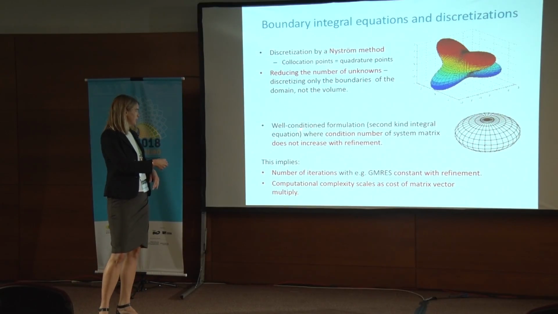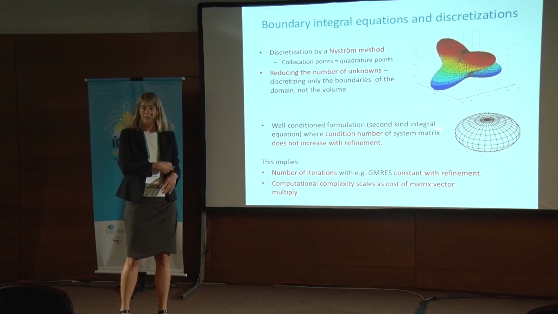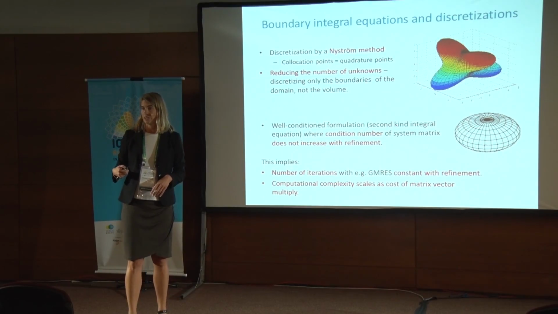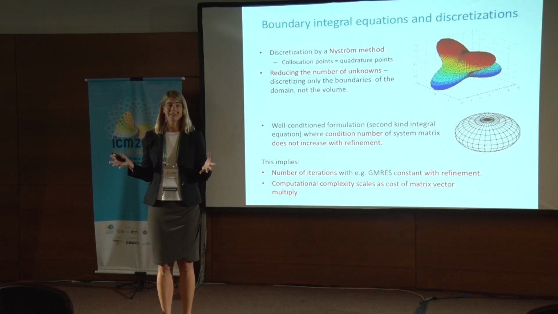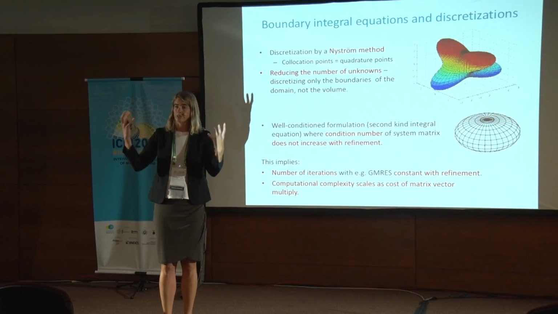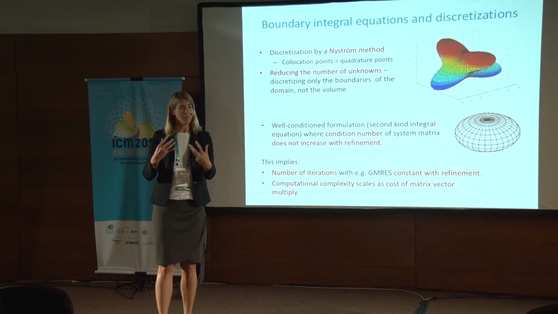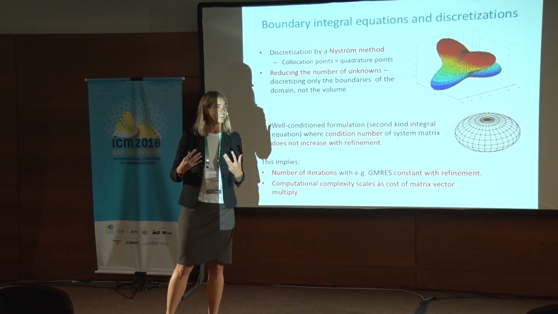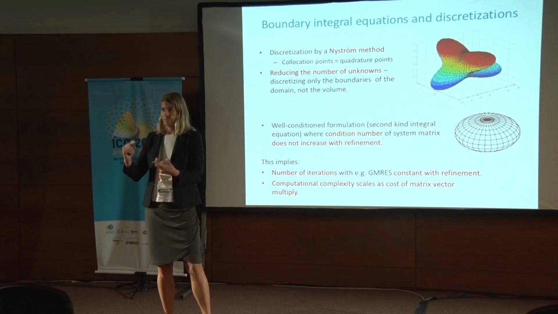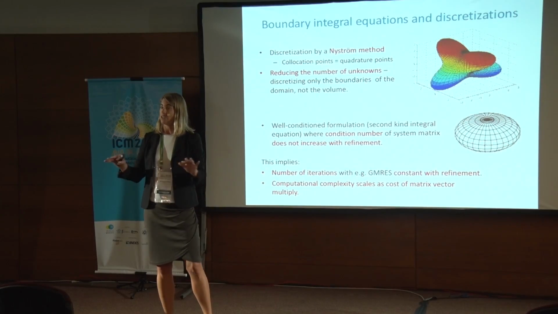And another important point is that we're working here with a well-conditioned formulation, or a second-kind integral equation. The one that I showed is of that kind. And what does it mean? In practice, it means that, if you have a certain setup, a certain geometry, and you discretize it, when you refine that geometry, the condition number of your system matrix will stay constant. So in all other methods, finite difference, finite element, first-kind integral equations, the condition number increases with refinement. But this is not the case here.